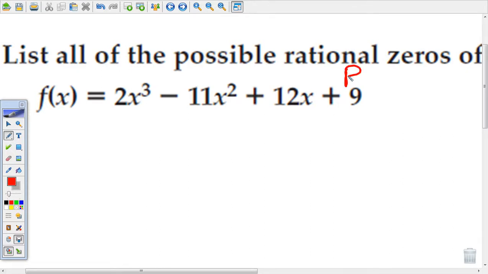Right, Casey? Yes. There's P, there's Q. P is always your constant term, and Q is always your leading coefficient.